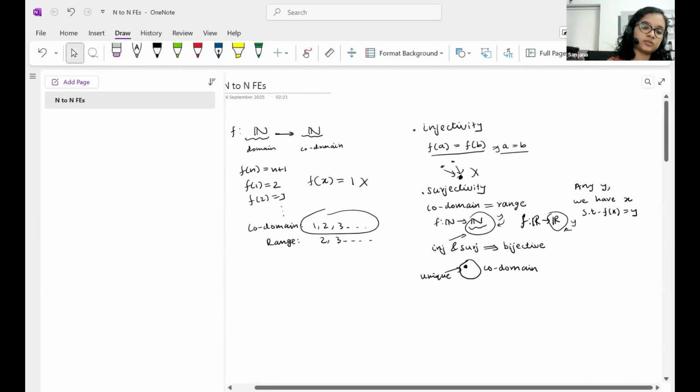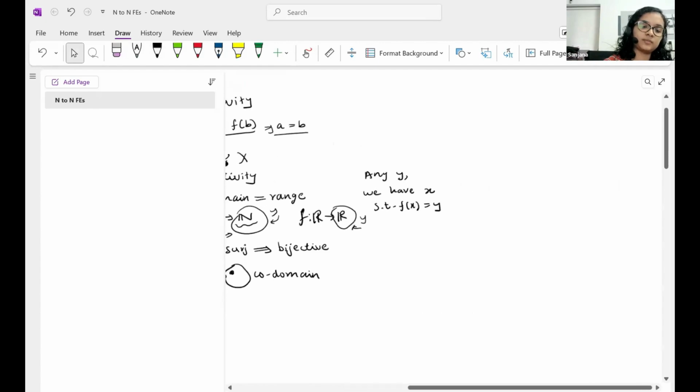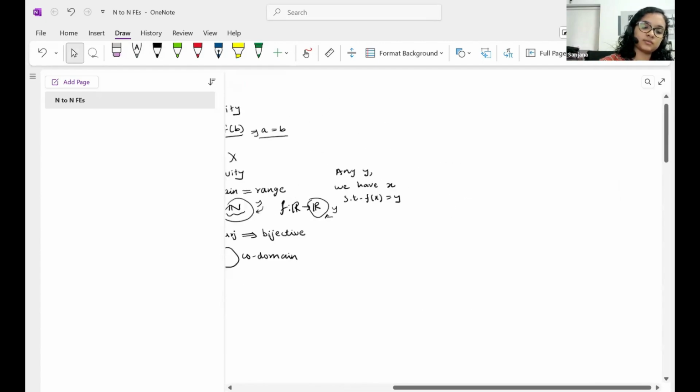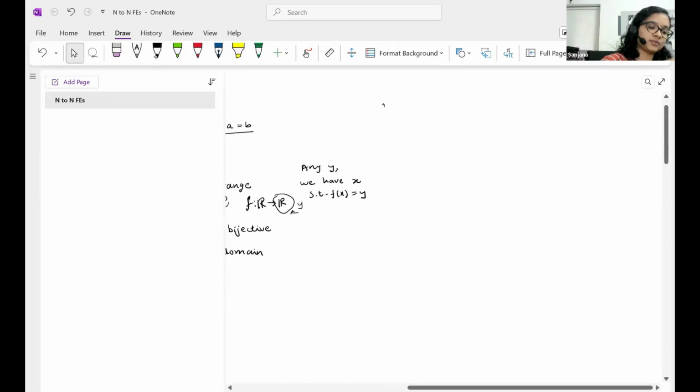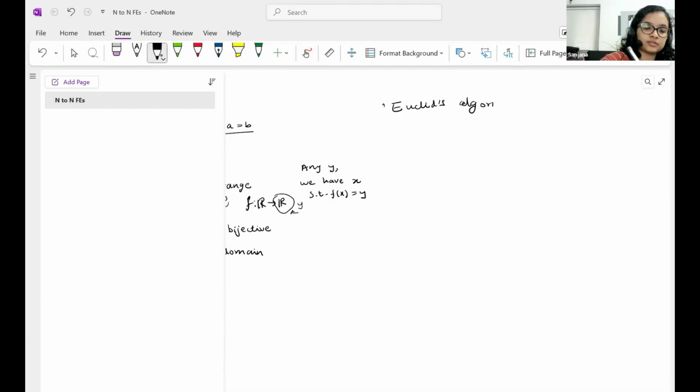So now moving on to number theory specifically. Okay, so there are a few things I want to go over before we go into problems. The first thing is Euclid's algorithm. I think this has been covered before, but I'll just go through it again.